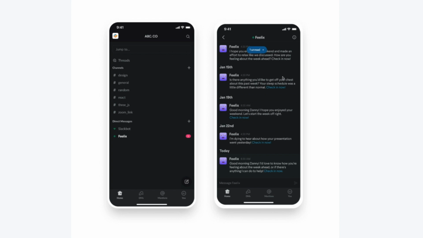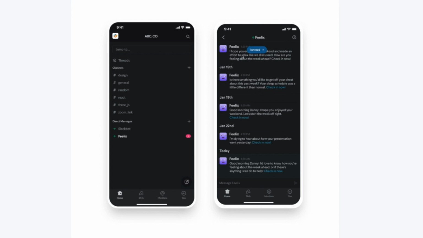And here you see some of the past check-in notifications from Felix, which are a little different than a regular Slack bot notification, right? For example, in this case, he's saying, is there anything you'd like to get off your chest about this past week? Your sleep schedule was a little different than normal. So in this particular one, we're assuming maybe he's integrated a wearable. I didn't actually design that part, but it's something we could potentially do in the future.